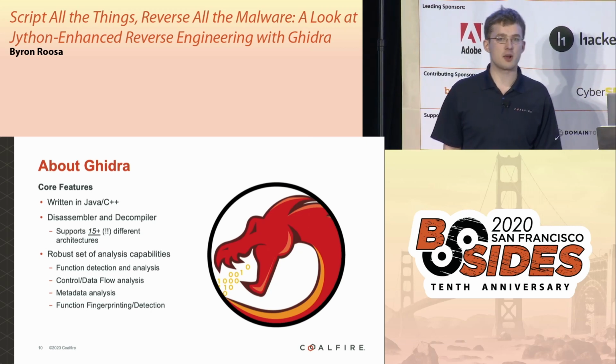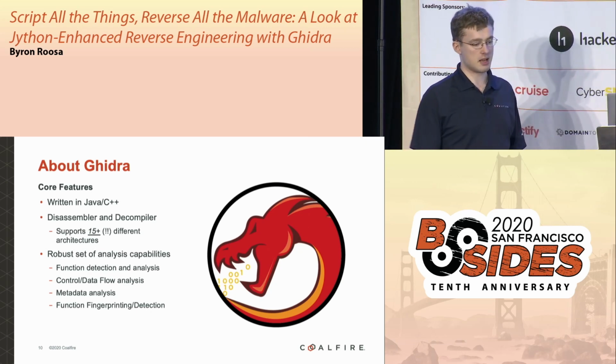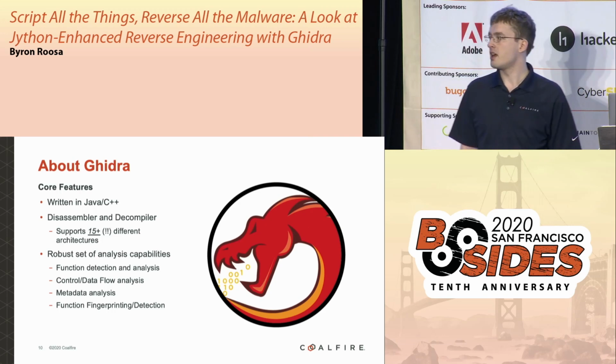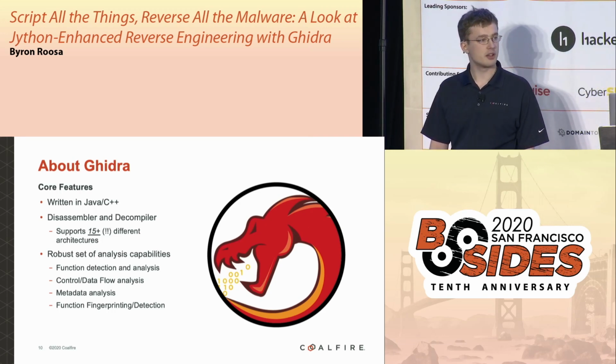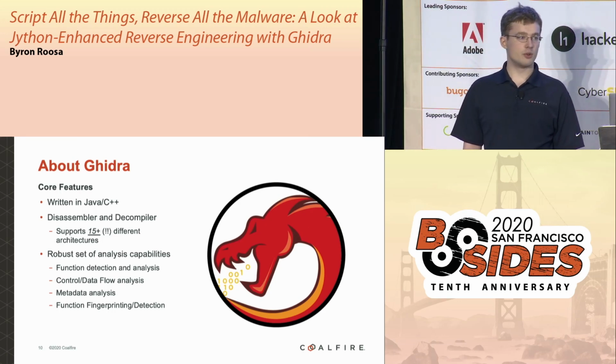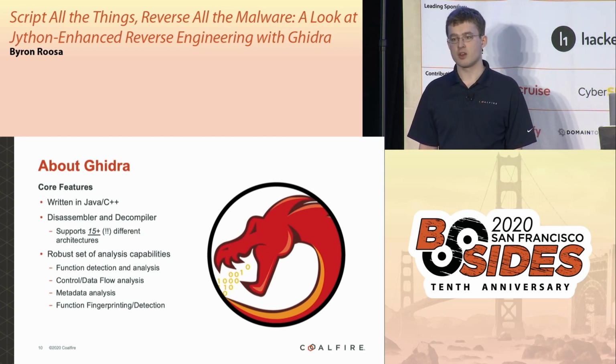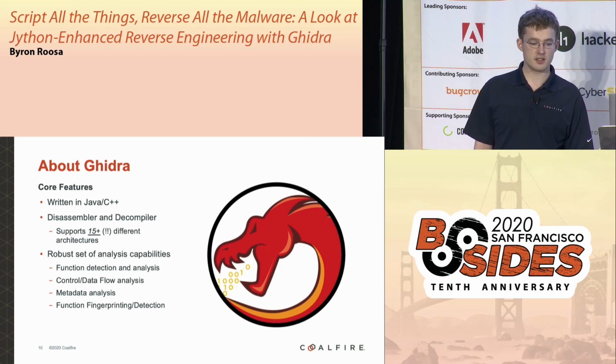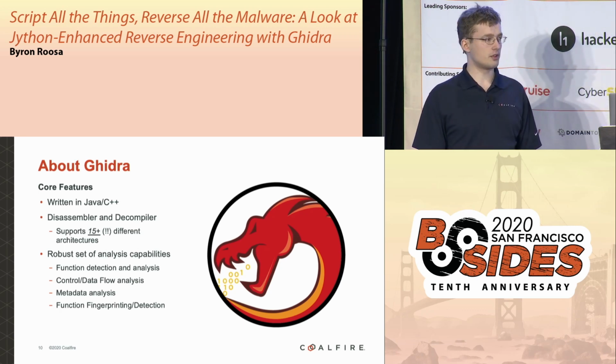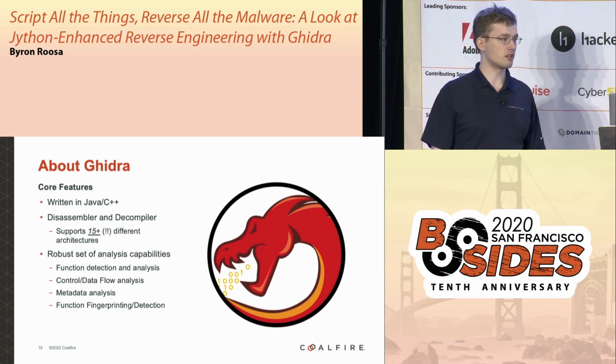And on top of that, it's also got a pretty robust set of analysis capabilities. We can do things like detect functions in binary code. We can do control and data flow analysis. We can tell what functions are accessing what variables, what functions are calling other functions, things like that, which are really useful during the reverse engineering process, and they're pretty critical to what we do.